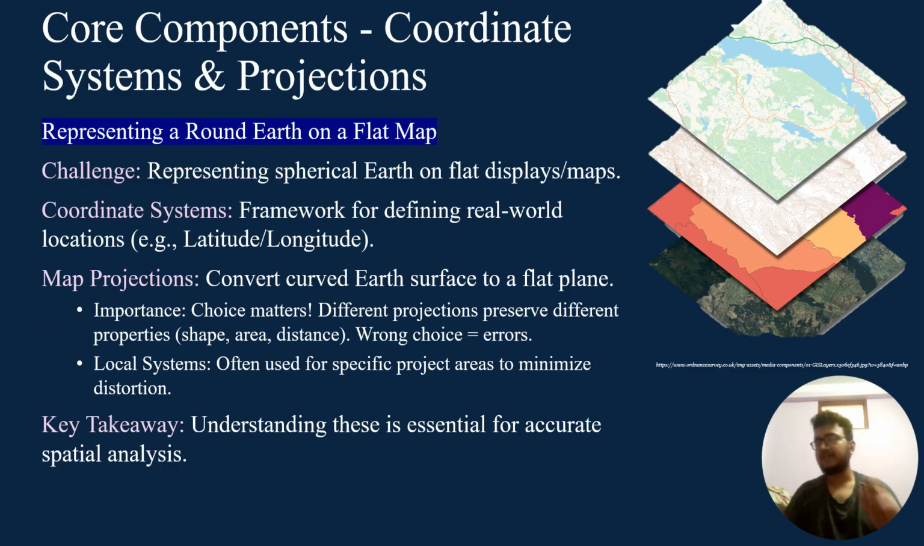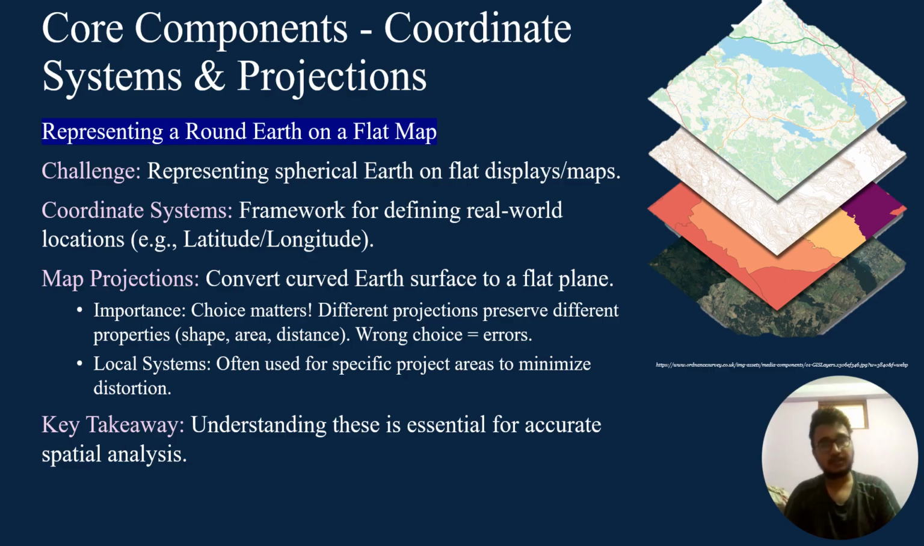So one of the fascinating challenges in GIS is that we are representing our spherical Earth on flat displays and maps. This is where coordinate systems and map projections come into play. Coordinate systems provide the framework for defining real locations in digital space. The most common one is latitude and longitude, which forms a grid around our globe.